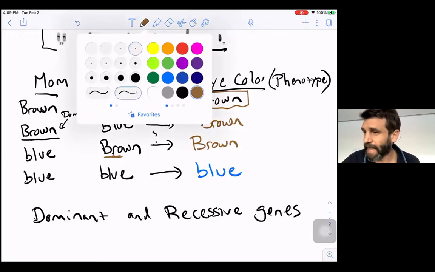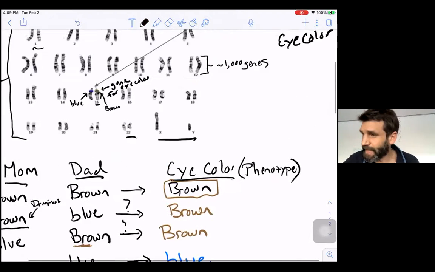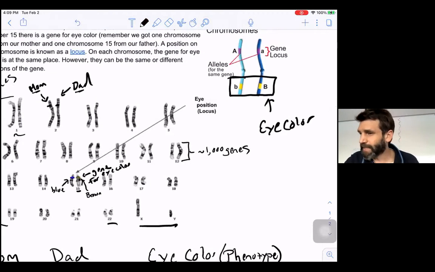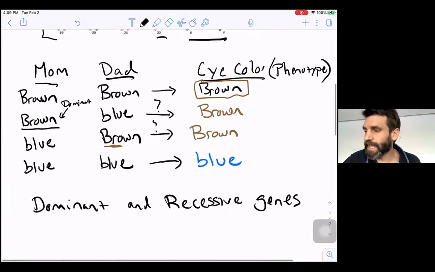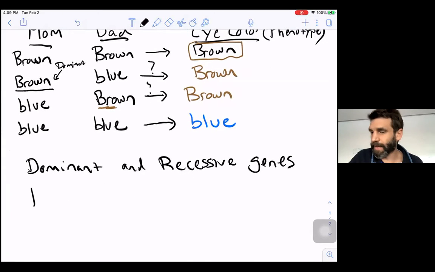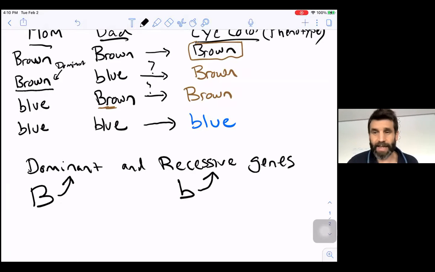So like I said in class, and like is kind of demonstrated here, scientists like to be efficient when they're using their notation, when they're coding for this. So they don't want to have to write brown or blue or straight hair or curly hair. So what they do is they use capital and lowercase letters, where the capital indicates the dominant, and the lowercase indicates the recessive.